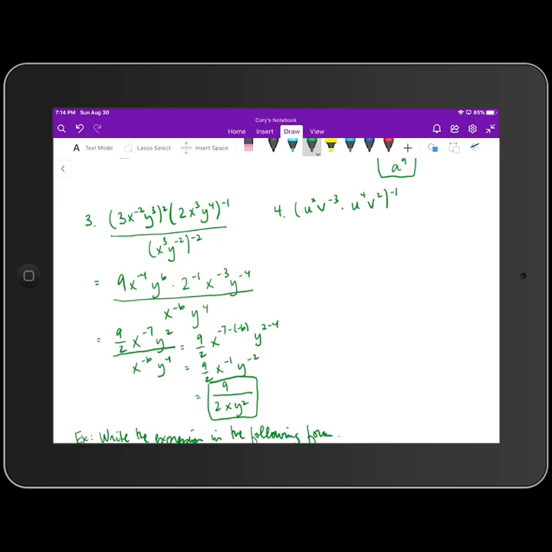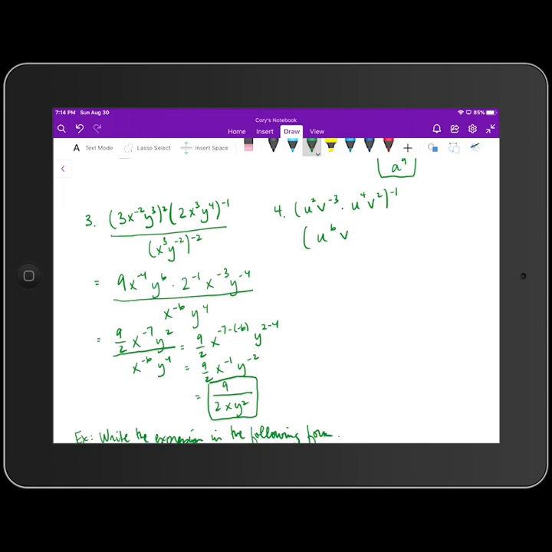Okay, let's do the same thing for number 4. So for number 4, I'm going to simplify what we have in the parentheses first. So when I multiply u squared times u to the 4th, when I multiply two exponents that share the same base, I'm going to add the powers. So that's going to make u to the 2 plus 4, which is u to the 6 power.